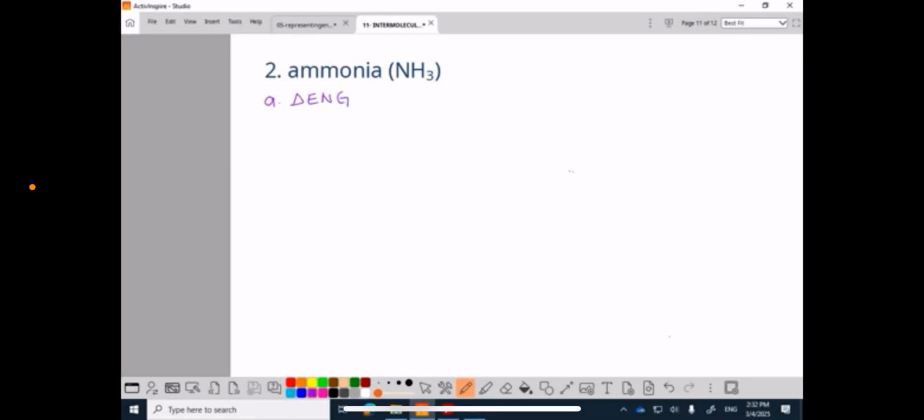Okay. And then the next molecule is ammonia, NH3. So we're going to do the change in electronegativity. Nitrogen is 3.04. Hydrogen is 2.2, which gives us 0.84, which is polar covalent. So when we draw the Lewis structure, yes, we have to include the slightly positive and the slightly negative. But the general shape of the Lewis structure is similar.